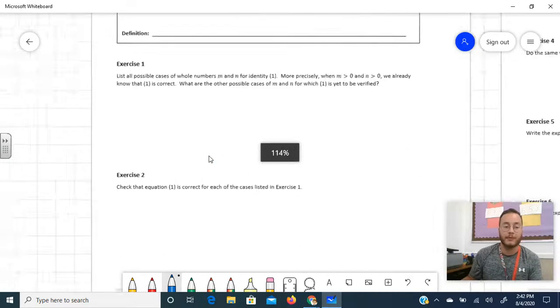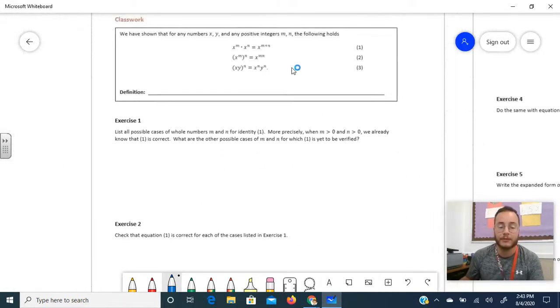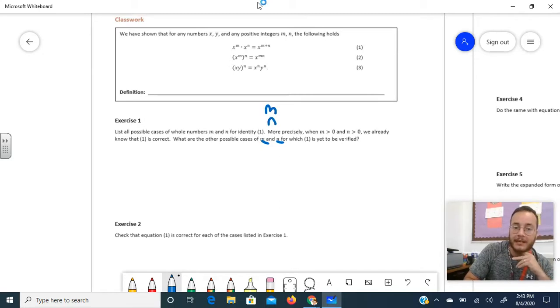So I'm going to work these with you. It says, and it gives you all your first 3 rules right here, list all possible cases of whole numbers m and n for identity 1. More precisely, when m is greater than 0 and n is greater than 0, we already know that this law is correct. They want to know what other possible cases of m and n for which this first equation is still true. I know it's confusing to look at all those numbers and letters. They've said that whenever this exponent of m, or n, is greater than 0, that it works.